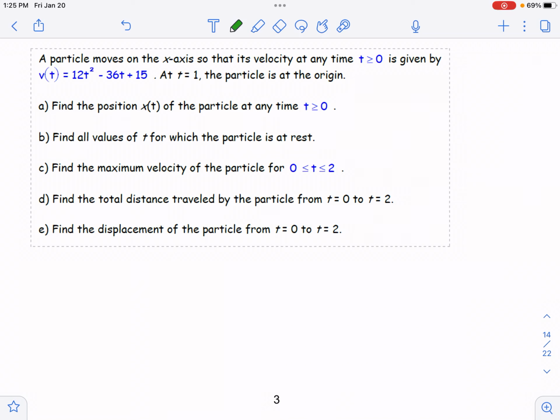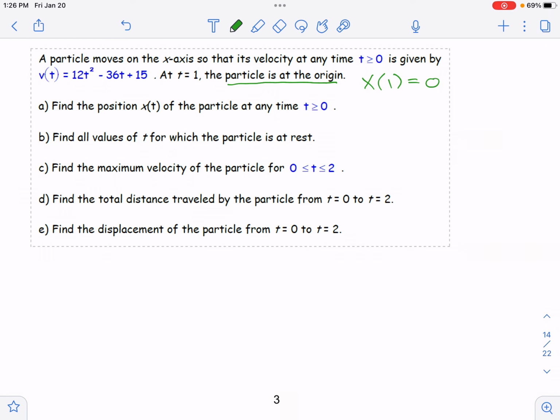All right, this says a particle moves on the x-axis so that its velocity at any time t, greater than or equal to 0, is given by this function. At t equals 1, the particle's at the origin. So let's translate this into better notation. At time equals 1, so x of 1, to be at the origin means that your coordinate is 0. That's a little more math friendly.